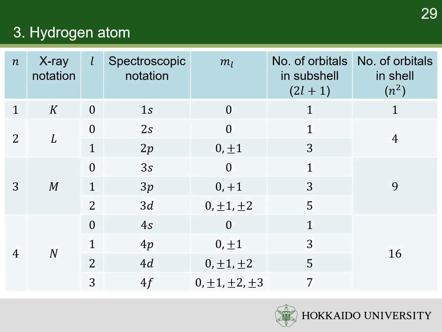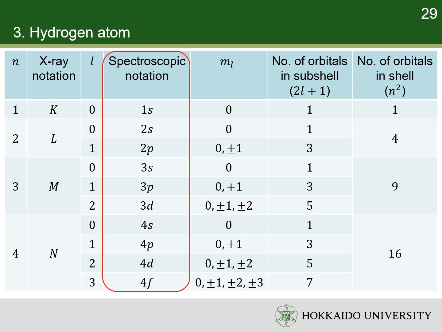This table summarizes the hydrogen atom orbitals for the first four levels. A subshell can be labeled with its principal quantum number followed by the spectroscopic notation of the azimuthal quantum number. For example, the subshell with n equals 1 and L equals 0 is 1s subshell. The subshell with n equals 2 and L equals 1 is 2p subshell, etc.